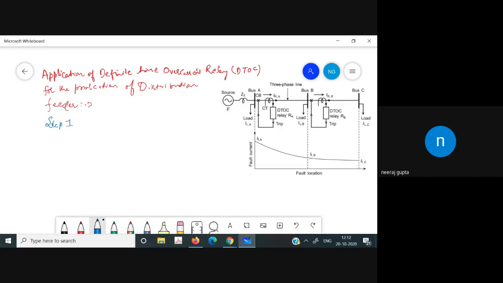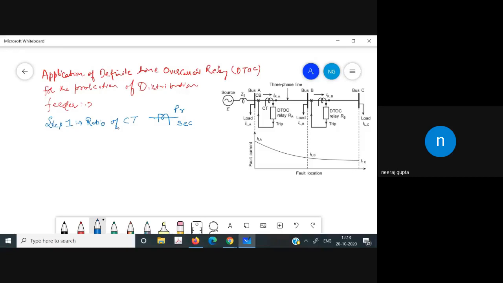So step first, how you have to design this. The first step is to select the ratio of the CTs. First of all, we want the transducer. So the first step is to select the ratio of CTs. That is, we will have this line, and then we have the CT which is connected to that, with the primary turns of the CT and the secondary turns of the CT.